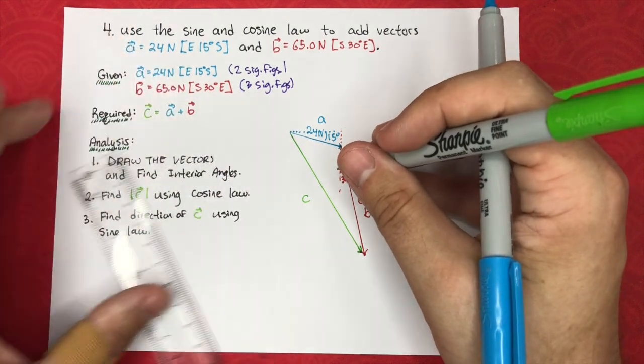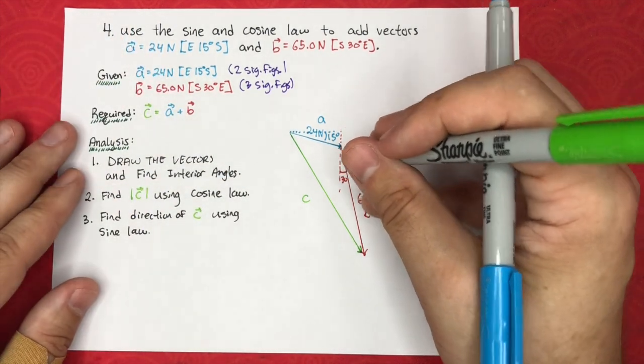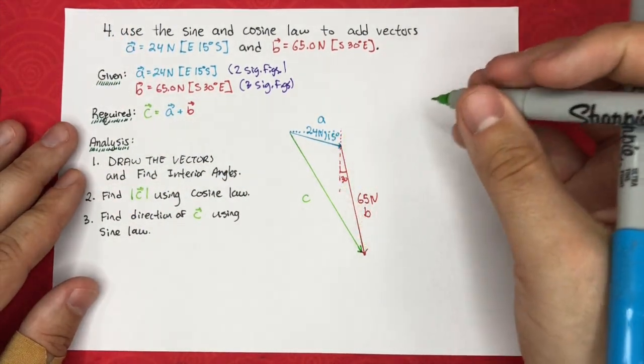Now, in order to use the law of cosines, we're going to need to find out the interior angles of this triangle.